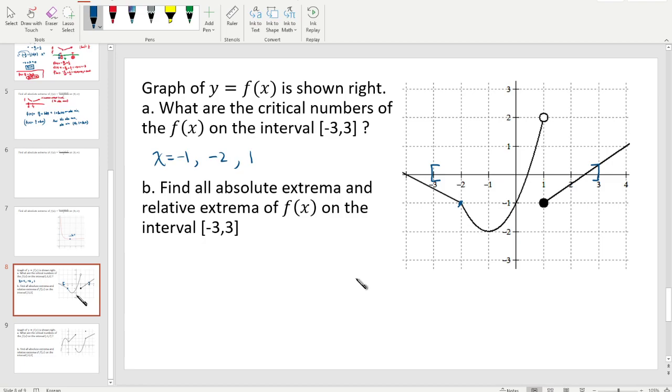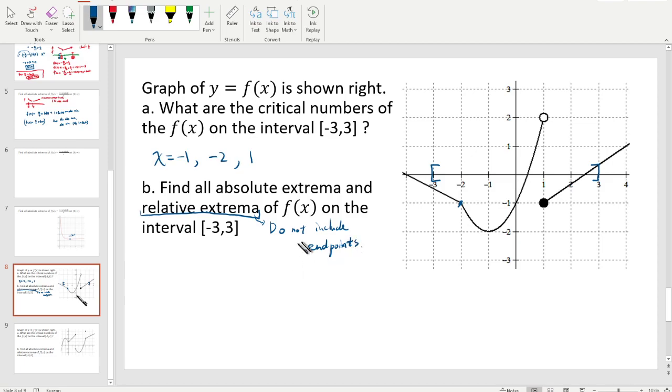Now, secondly, find all absolute extrema and relative extrema of f(x) on the interval negative 3, 3. Now, when you think about the relative and absolute, it's important to know that for relative extrema, you never include the endpoints. So, do not include endpoints.